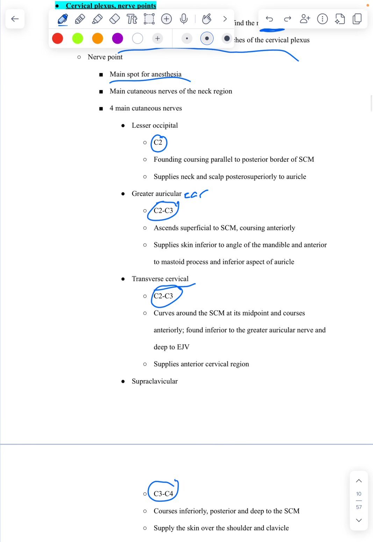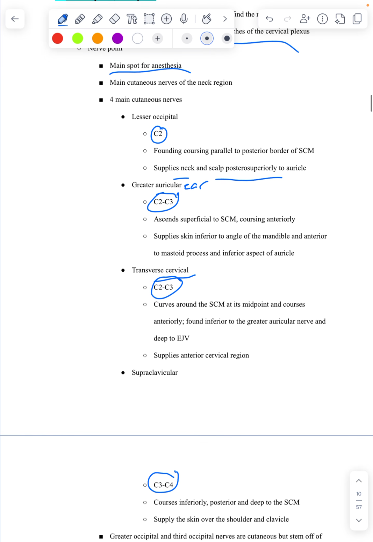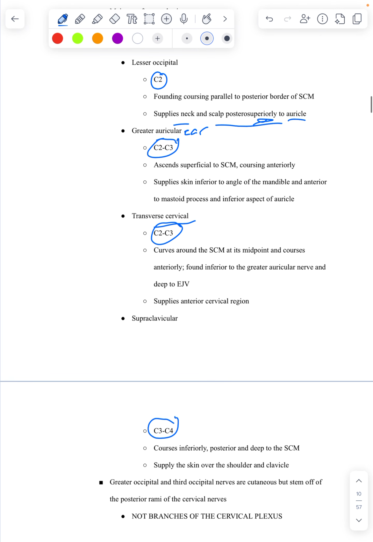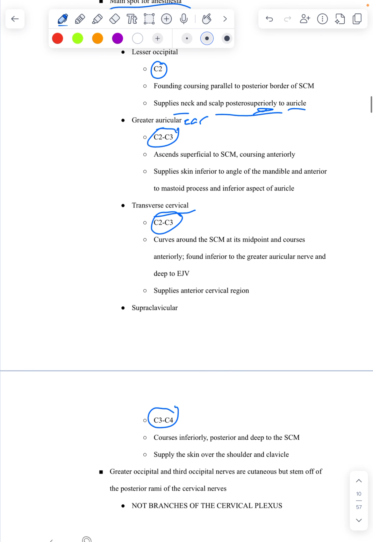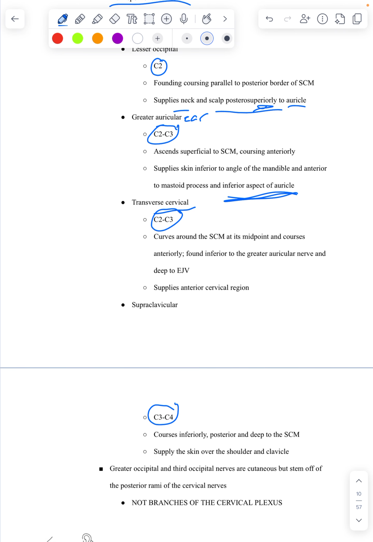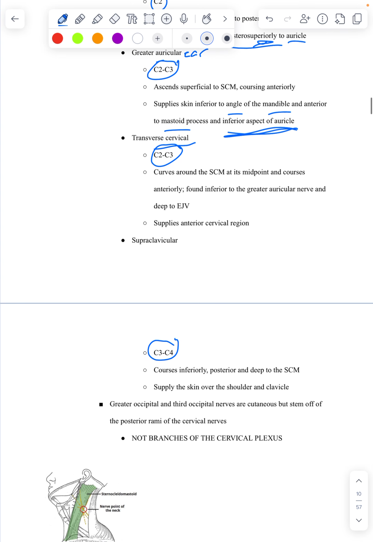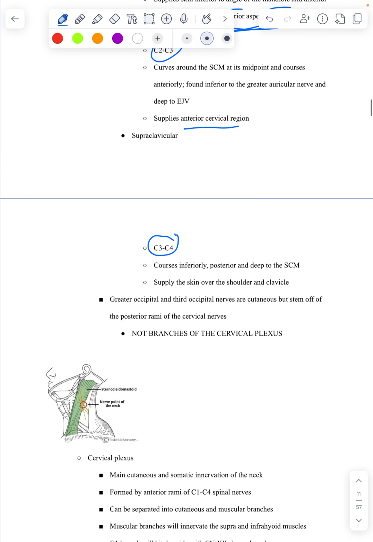So lesser occipital is going to supply the neck and posterior scalp, higher, so superior to the auricle. And now we go a little lower because now we're at the auricle, and then you'll do the inferior aspect of the auricle, and then you get the angle of the mandible, and then the mastoid process, which we talked about is an attachment to the SCM and a few other muscles. Transverse cervical is going to do the anterior cervical regions, and the supraclavicular is going to be the skin over the shoulder and clavicle.